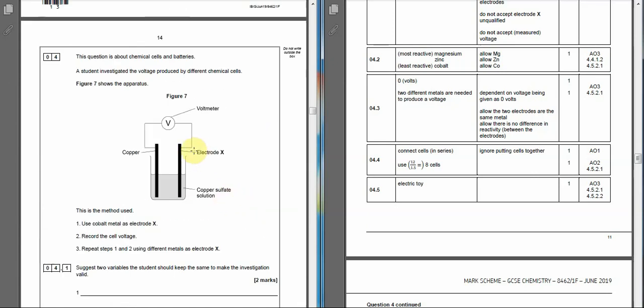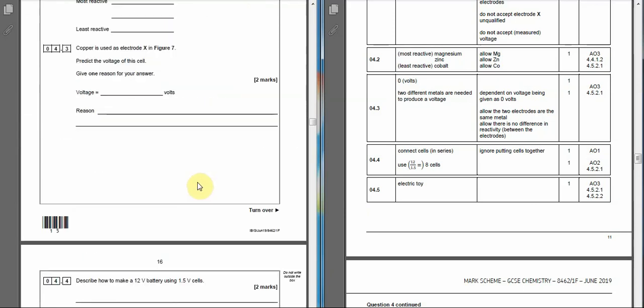So let's go up. There's X. So if we had copper here and copper here, what's the voltage going to be? Nothing, because there's no difference in reactivity between copper and copper. So 0 volts for 1 mark, and then because there's no difference in reactivity for your second mark. Almost everyone in the country is getting that wrong. It's a difficult one.